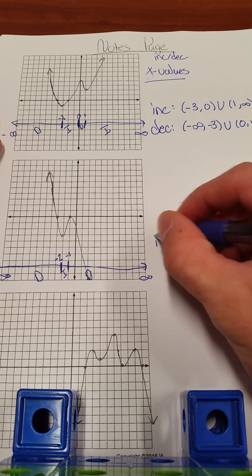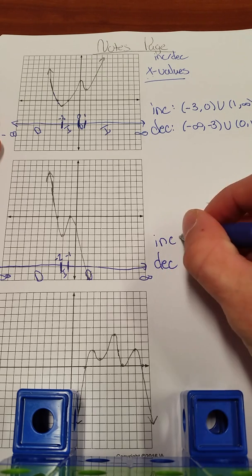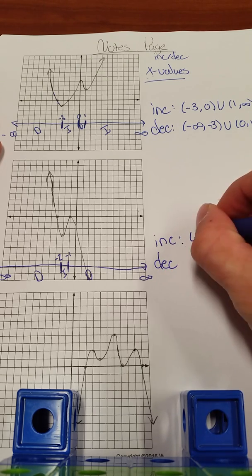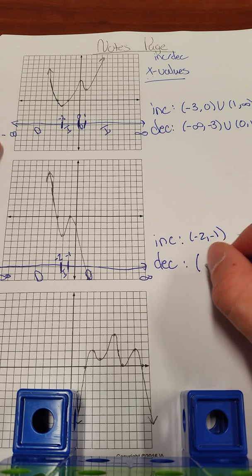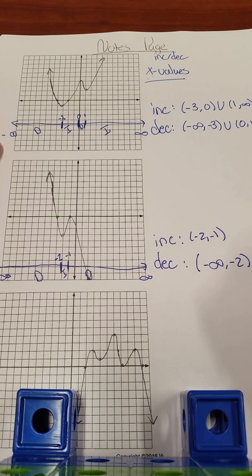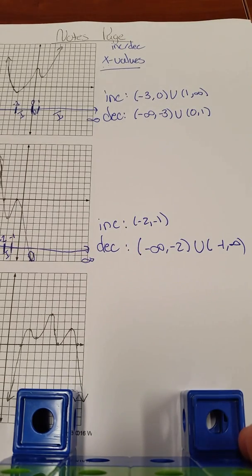All right, I hope you paused it to write your intervals. So increasing from -2 to -1, there's only one interval of increase here. Decreasing from negative infinity to -2. And again from -1 to infinity. So you can see what my answer looks like.